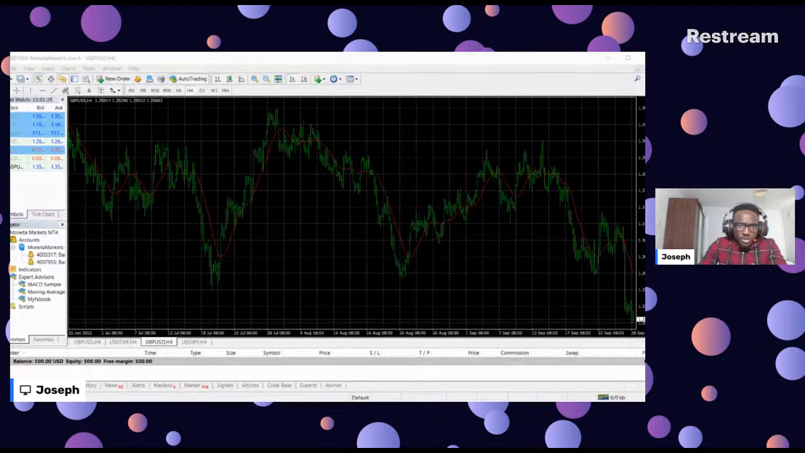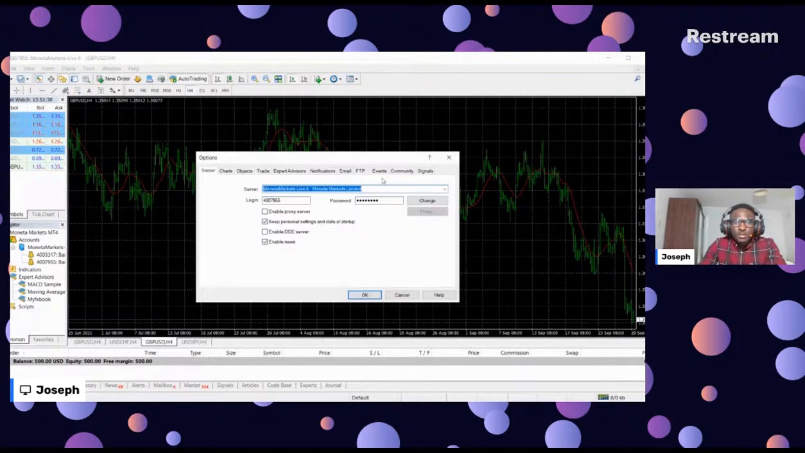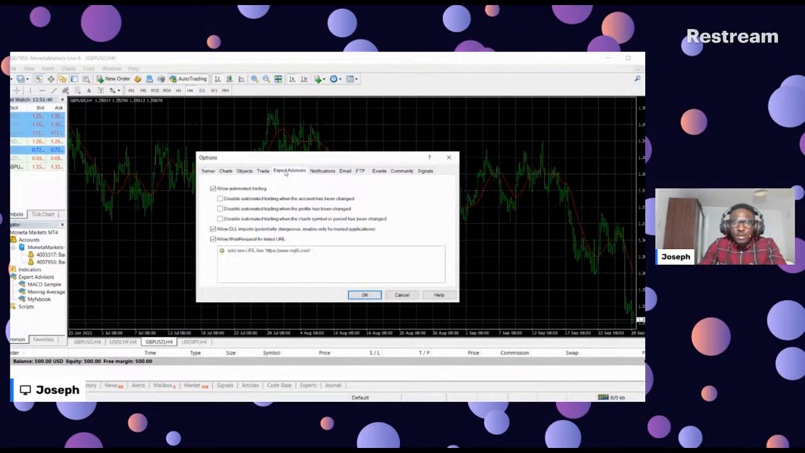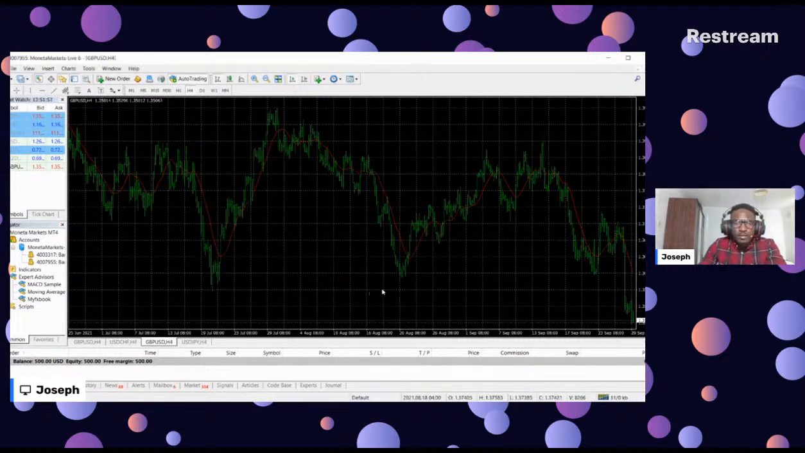So I'm just going to read the instructions and then do what I need to do on the platform. Restart and go to tools, options, expert advisors, and set the following settings. So tools, options, expert advisors. The settings are already set, so I don't need to change them. We're just going to click OK and see what's next.